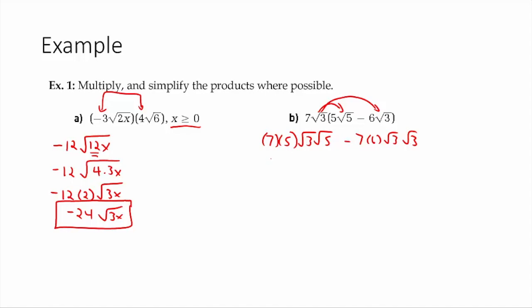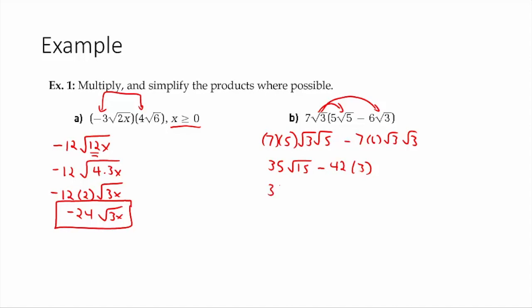We see a 7 times 5 is a 35. Square root of 3 times 5 is the square root of 15. And we're going to subtract from that 7 times 6, which is 42. And the square root of 3 times the square root of 3 is 3. And that's one of those properties that we're going to want to make sure we remember. The square root of anything times the square root of anything is just that number underneath it. So the square root of 9 times the square root of 9 is 9 all day long.